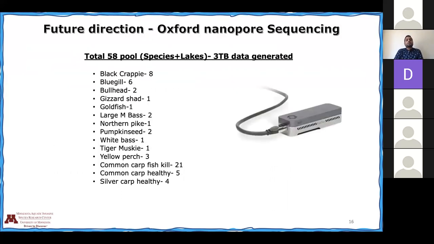Next, the future direction. For most of the samples with DNA viruses, we were not able to assemble the whole genome, so we thought, let's do long read sequencing. Recently, we finished the Oxford nanopore sequencing from a total of 58 pools, and it generated a total of 3 TB of data. We will be comparing this Oxford nanopore data with HiSeq data to get the whole genome, and we will also figure out which method is best for rapid diagnostics of any fish mortality events.